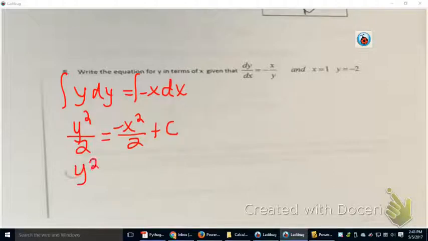Multiply everything by 2. Remember, you can put a 2c or another c, doesn't matter, whatever you want to do. Then you want to take the square root on both sides.